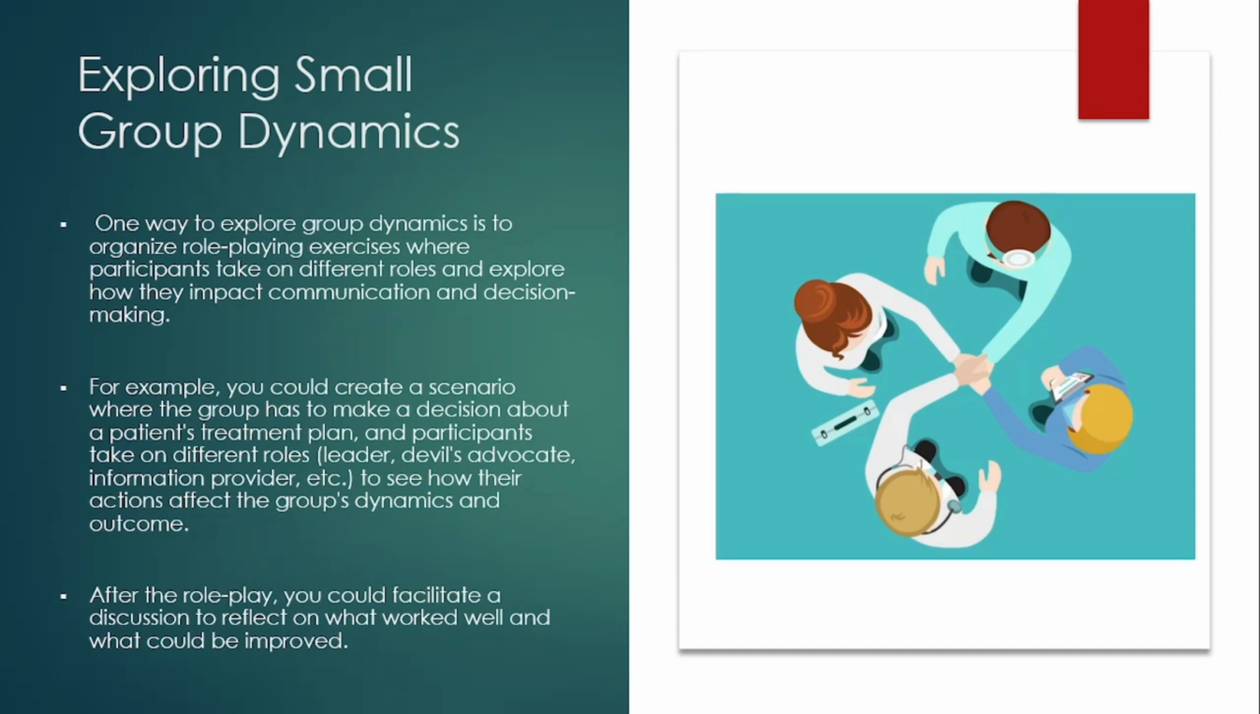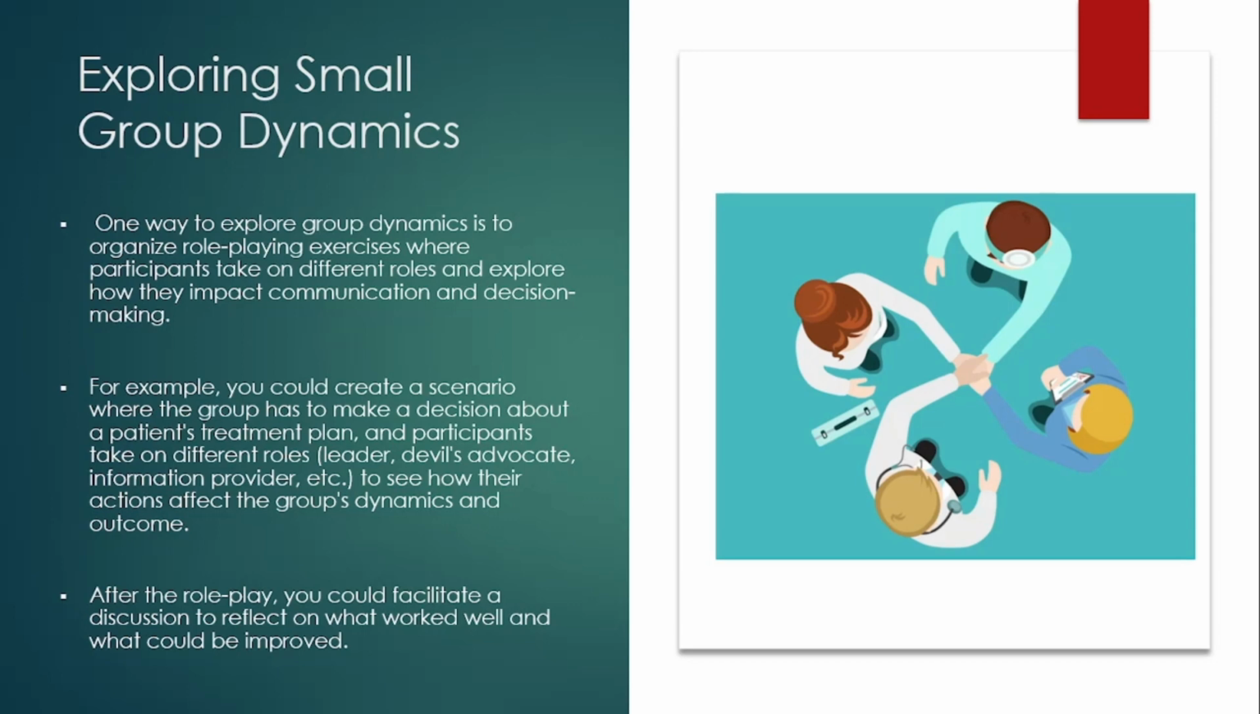High levels of cohesion can lead to increased motivation and productivity, while low levels of cohesion can lead to conflict and disagreement. Group norms are also an important part of group dynamics. Norms are the unwritten rules that govern behavior within a group. They can include things like communication styles, decision-making processes, and expectations for participation. Understanding and working within the group norms is crucial for effective communication and collaboration.